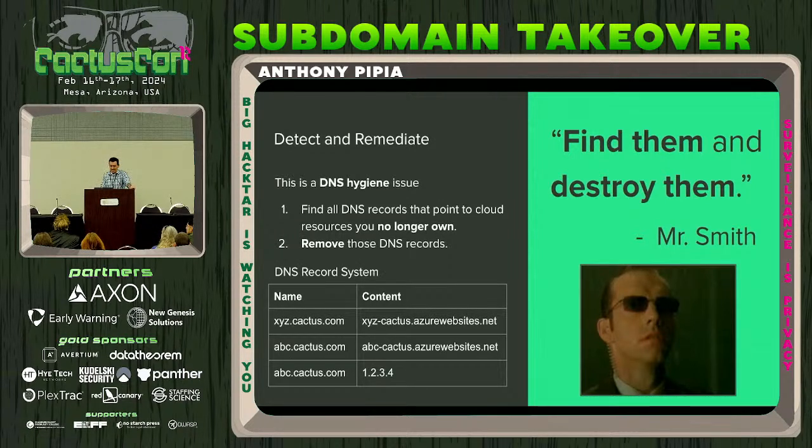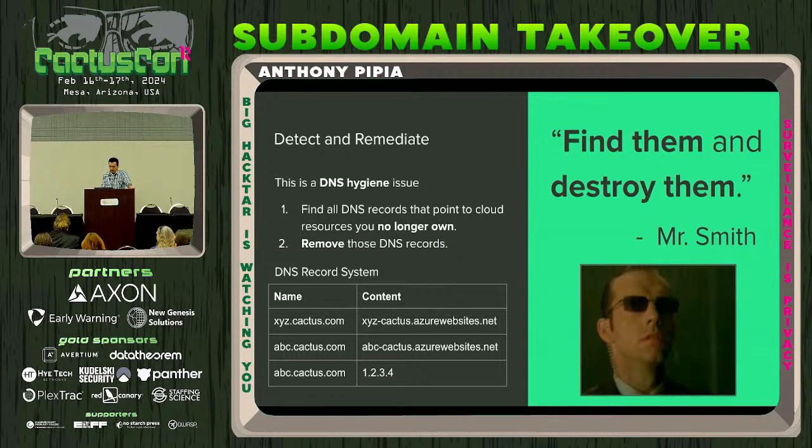So here's an example of your DNS records. In this example, we've got two sites on the bottom that are ABC Cactus. Those are the middle entry that points to abccactus.azurewebsites.net. That would be like a CNAME record. And the one at the bottom would be like an A record.